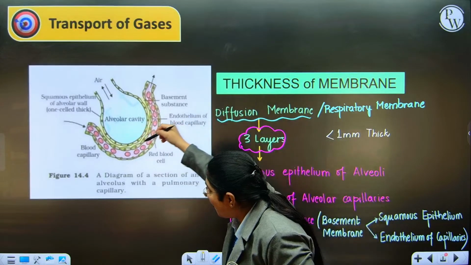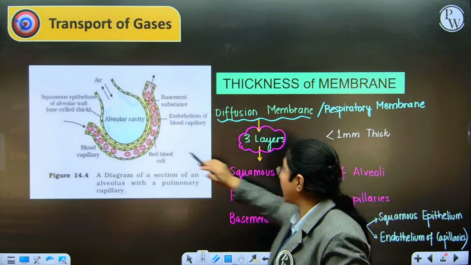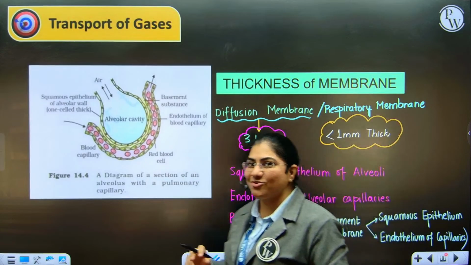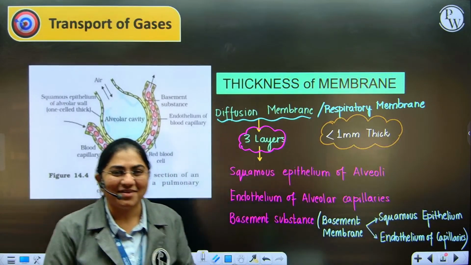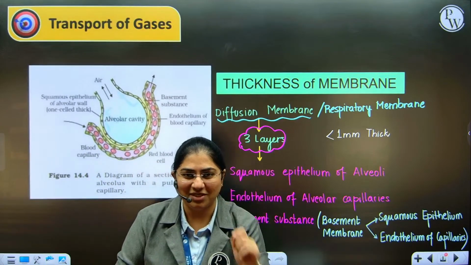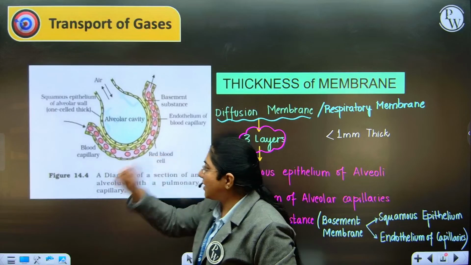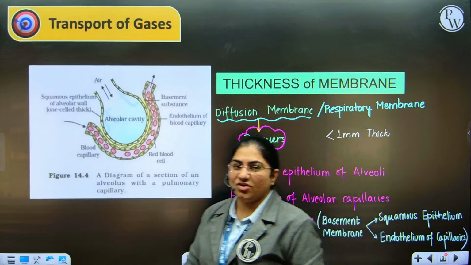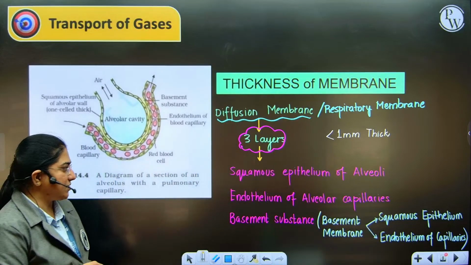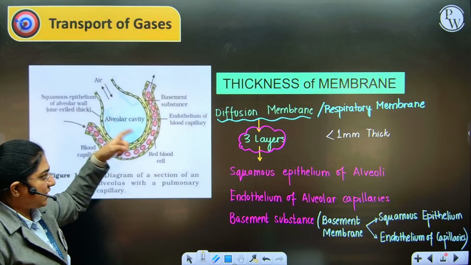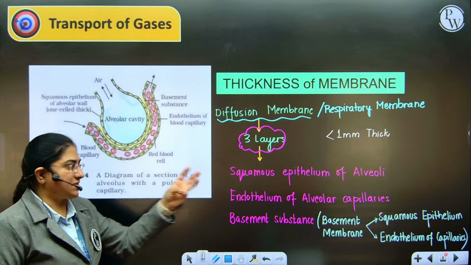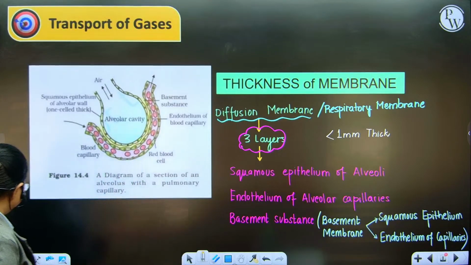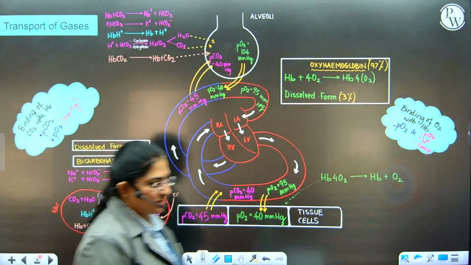So this membrane, the diffusion membrane, is less than 1 millimeter thick. Now imagine, to call it thick is also an irony because it is less than 1 millimeter thick. Again, you have to remember, this favors an easy exchange of gases. Is that clear? So exchange of gases depends upon 3 parameters: one is the thickness of the membrane, second the partial pressure of gases, and third, the solubility of gases. Is that clear? Okay.